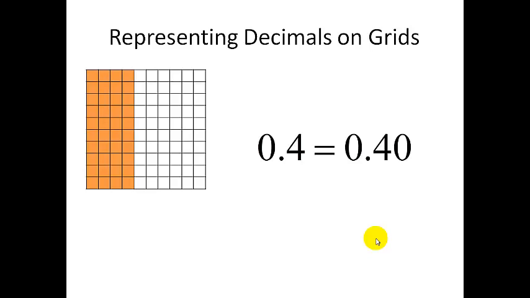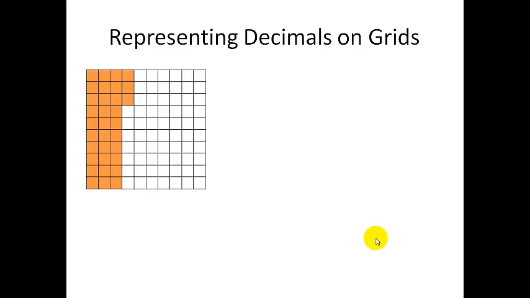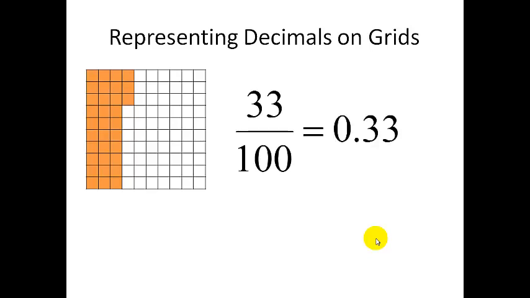So let's take a look at another grid. Here's the grid, and how many are shaded in? There are 33 shaded in. So that would be the fraction 33 over 100 and the decimal 33 hundredths. Again, both of them are read the same way normally, 33 hundredths.